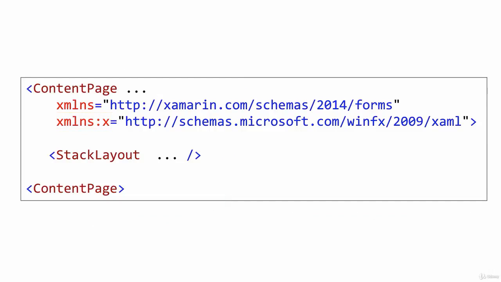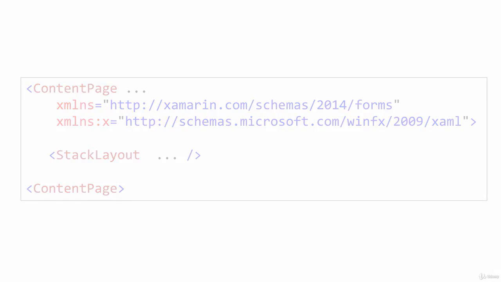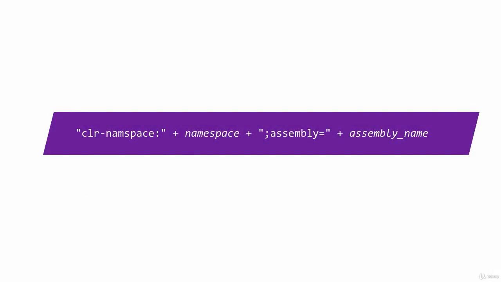XAML can actually create almost any object type, not just Xamarin Forms types. To create a custom type, you need to supply the namespace yourself. This is also done through an XML namespace tag. However, instead of a URI, you use a special syntax that identifies the CLR namespace and assembly where the type or types you want to use are located. You can see the syntax here displayed on the screen.